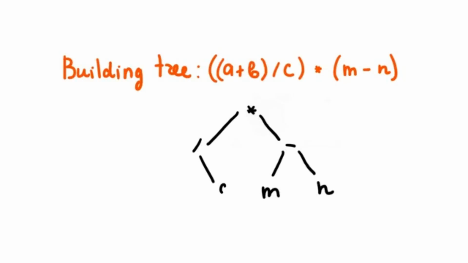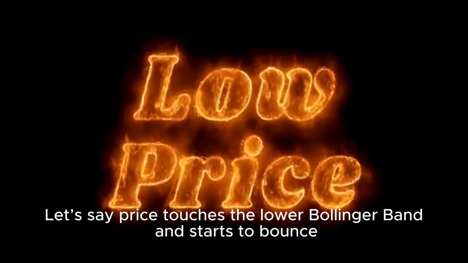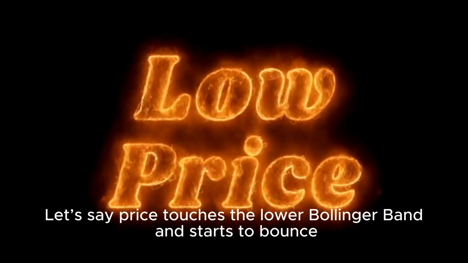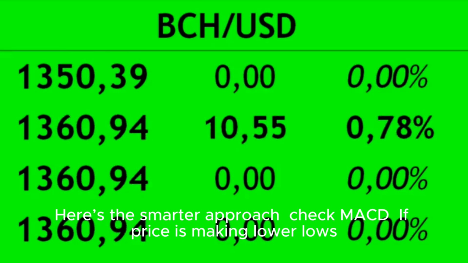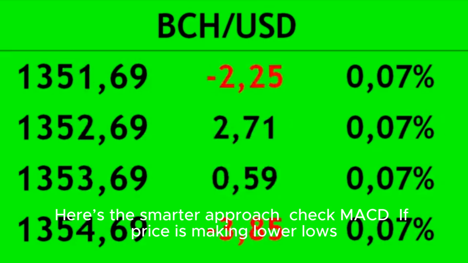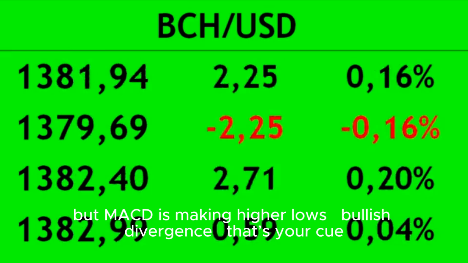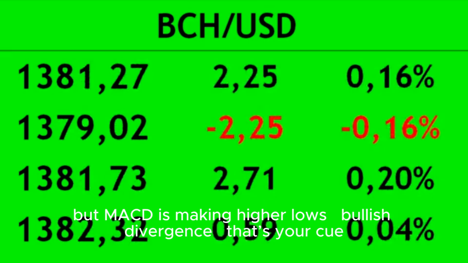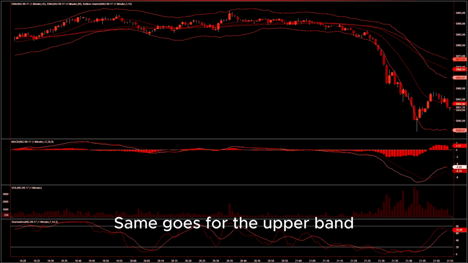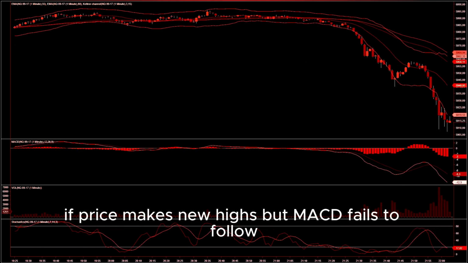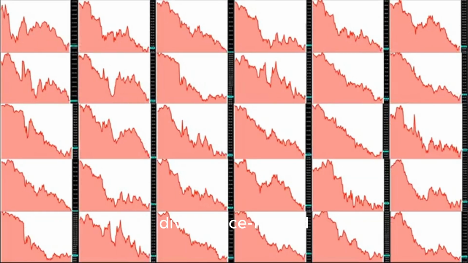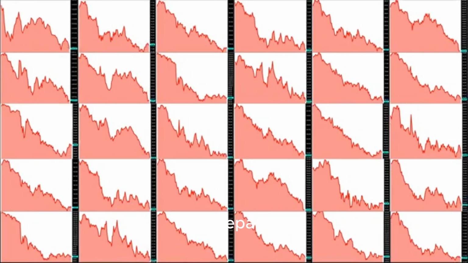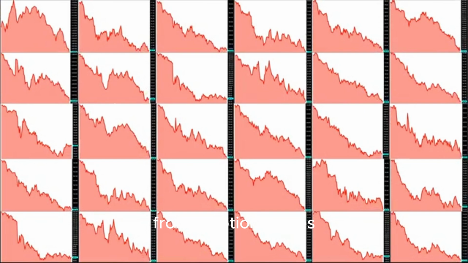Tip 3. Catch reversals at the edges, but wait for MACD divergence. Let's say price touches the lower Bollinger Band and starts to bounce. Here's the smarter approach. Check MACD. If price is making lower lows but MACD is making higher lows, that's bullish divergence. That's your cue. Same goes for the upper band. If price makes new highs but MACD fails to follow, you're looking at a potential bearish reversal. This kind of divergence-filtered band trading is what separates calculated entries from emotional ones.